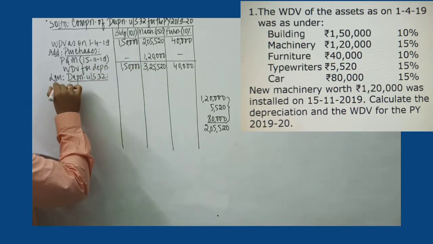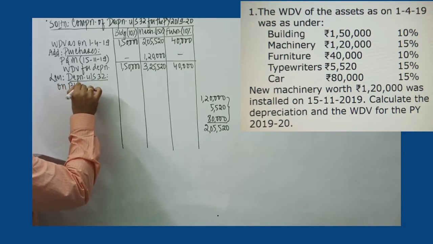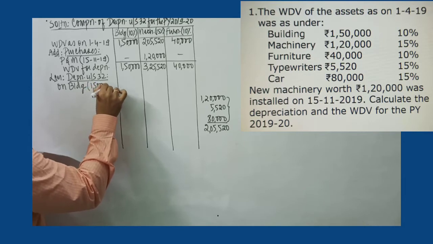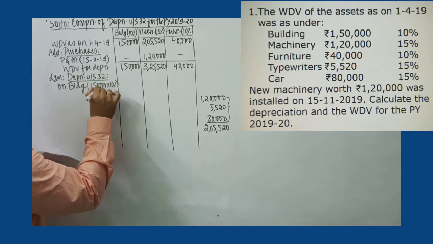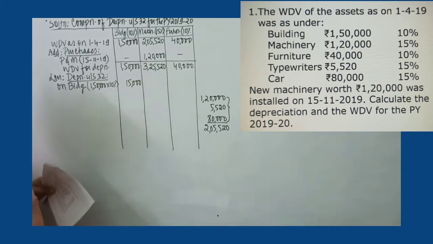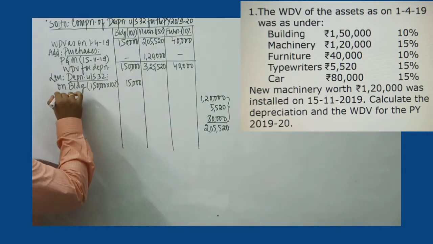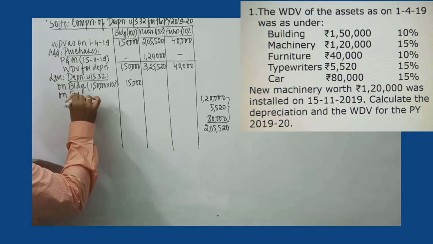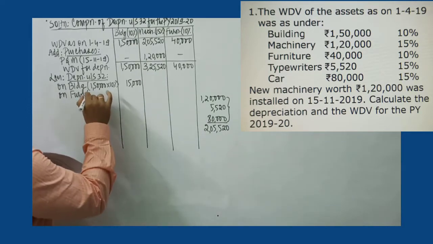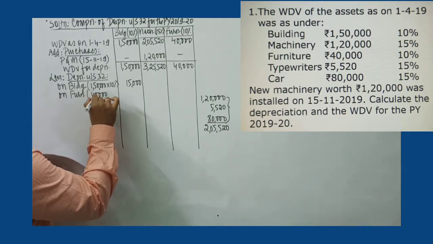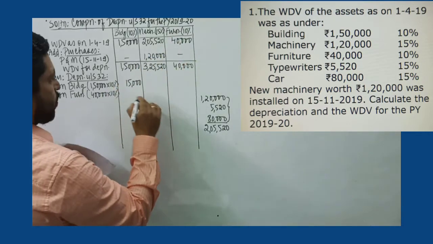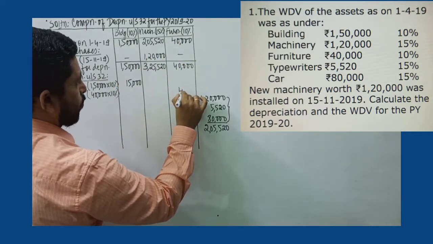Now, I record on building. Straightforward, no change. So, 1,50,000 into 10% would be the rate of depreciation. So, I directly record 10% of 1,50,000 is 15,000. Then I record depreciation on furniture. Again, there is no purchase, no sale of asset. So, 40,000 is the block value. On that again, the rate is 10% as given. So, this would work out to 4,000.